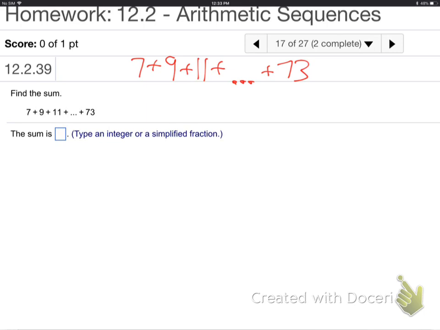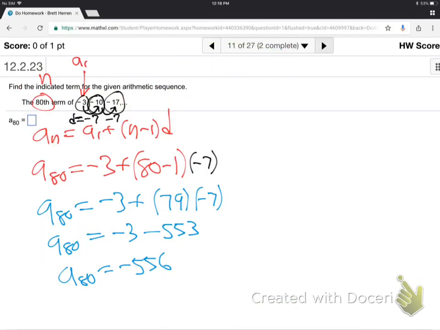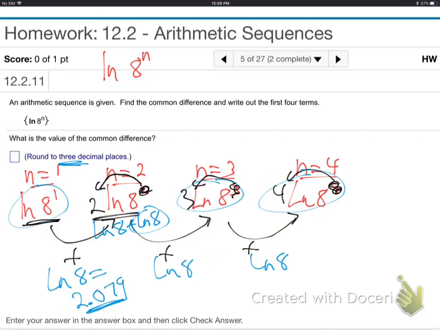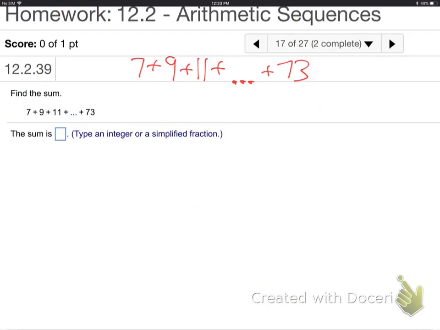Okay, 7, 9, 11, dot dot dot, 73. So notice that I know this is all coming at you fast here, but the thing to notice is those are plus signs, not commas. Look back to this one. See how they just had commas between them? We weren't adding them up. We were just listing them. And so far, up to now, we've just been listing them.